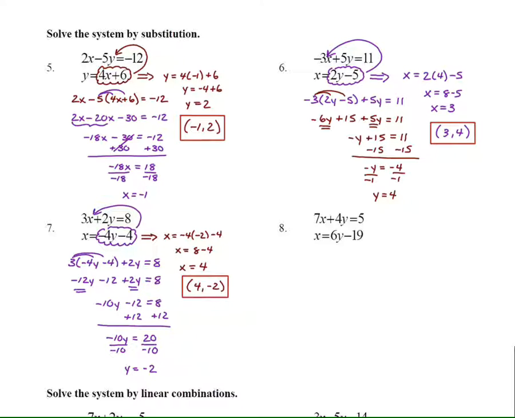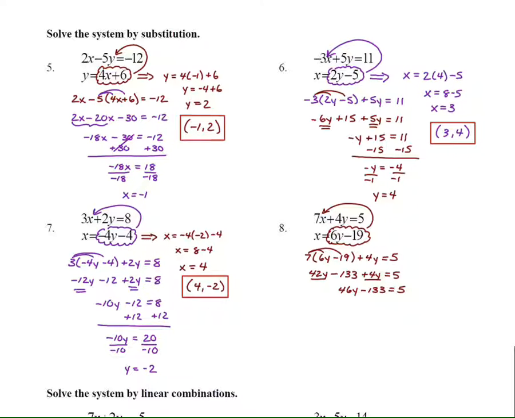And then 8, handled very similarly to number 7. Replace 6y minus 19 for the x in the first equation in parentheses. Then I'm going to distribute. So now that I have 7y distributed through that binomial, now I'm going to combine like terms. So 42y and 4y is 46y. And then everything else stays the same.